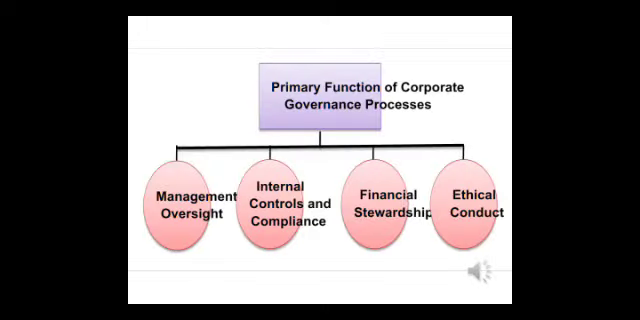The functions of corporate governance processes are management oversight, internal controls and compliance, financial stewardship, and ethical conduct. Each of these functions is applicable to the administrative and reporting process, as this process must include the proper corporate governance structure in order to properly deter instances of fraud, theft, misuse, or manipulation of administrative resources and reports.